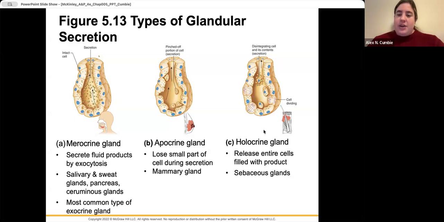The last one here is holocrine, and you can actually see for holocrine, the entire cell is released, okay, filled with product into the duct. And then you see these other cells here going through mitosis or division to replace those lost cells. A really good example of this is your oil glands around your hair follicles on the skin and your hair called sebaceous glands, something we'll also get more into in the skin.